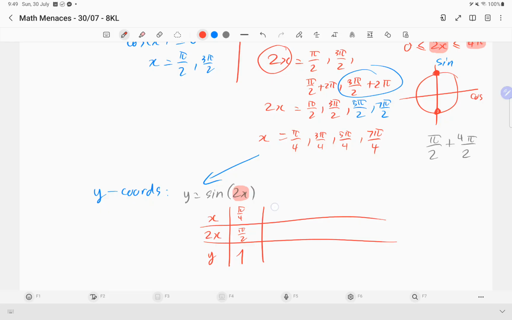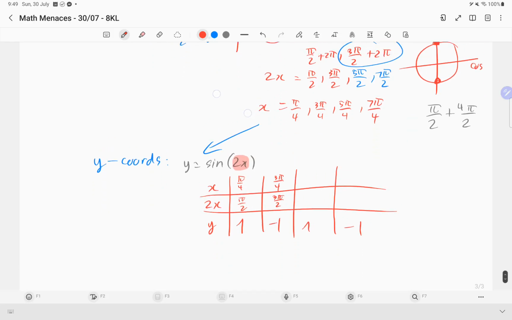Then for the next point, 3 pi on 4 here, the 2x version that corresponds to that is 3 pi on 2. So what's sine of 3 pi on 2? It's -1. So you see, it just alternates between 1 and -1. I don't even need to manually calculate the other ones. Does it make sense?